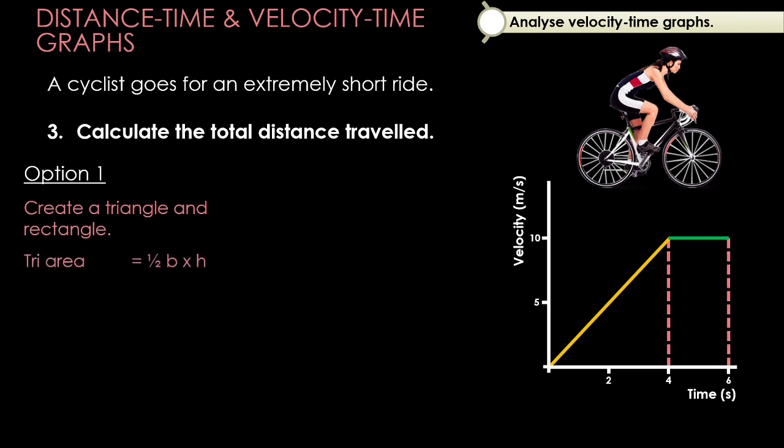First of all, find the area of a triangle. The area of a triangle you get by doing half the base times the height. So half times 4, because the base is 4 and the height is 10. So half times 4 times 10 gives an answer of 20 meters.